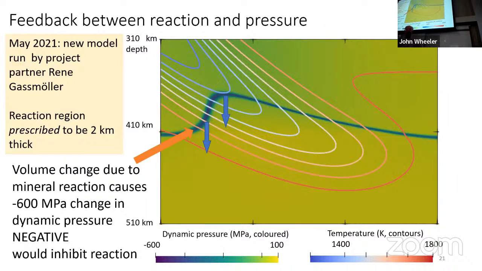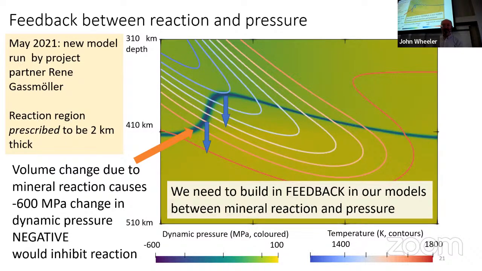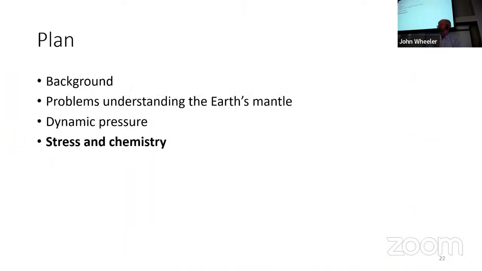So Rene and the gang of people who generate this mantle modeling code called Aspect, they're building this sort of feedback in, right? So it's not there yet. All I'm doing now is illustrating that we need to look at the feedback more. It just hasn't been done. Okay, right. So this time we really will do stress and chemistry.